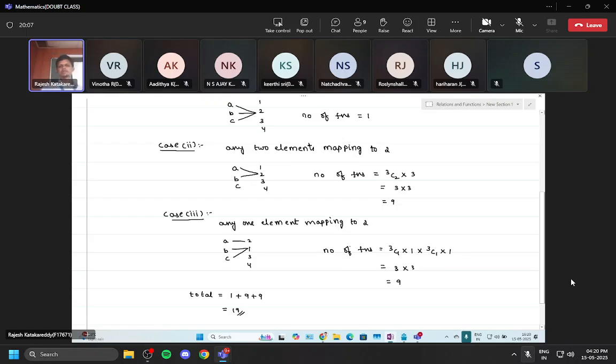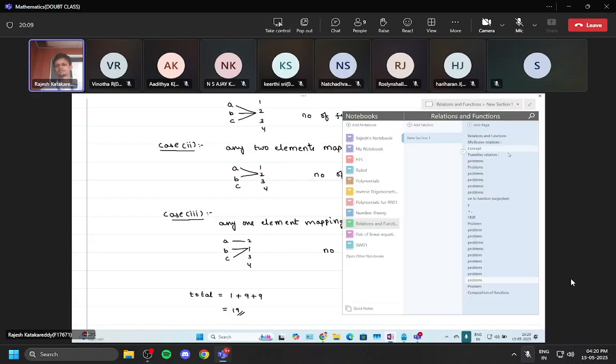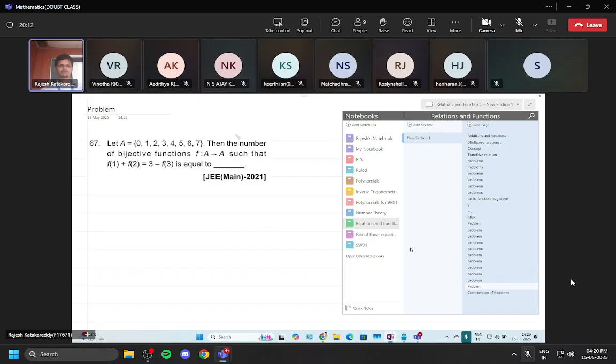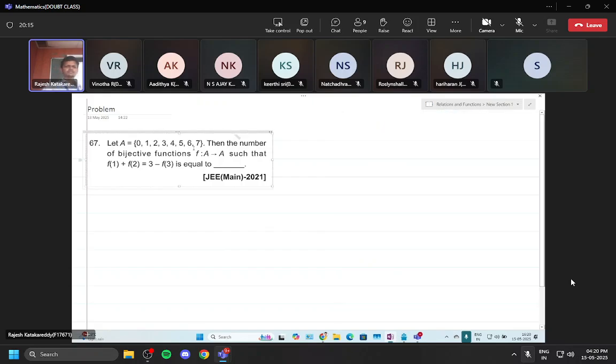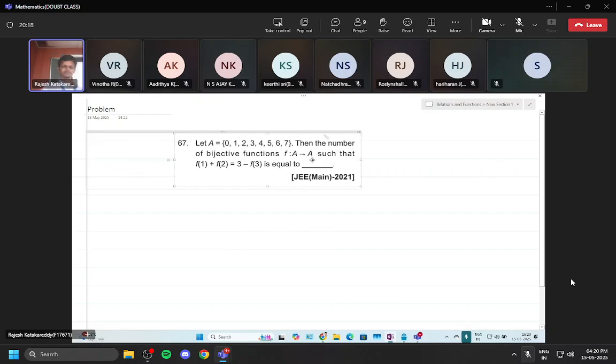I suggest this one also to do at home. 67. What we should do here, listen. f of 1 plus f of 2 plus f of 3 is equals to 3. So consider the outputs and get f of 1, f of 2, f of 3 in such a way that if I add, I'm getting 3. Make sure I'm making the function bijective, not breaking the definition. Clear? Try once.